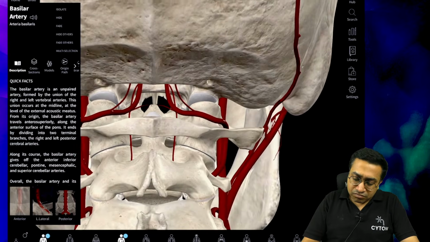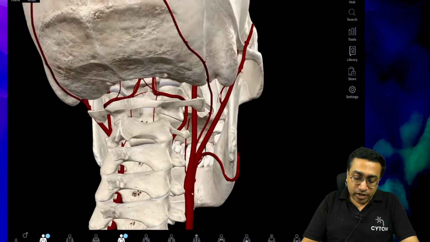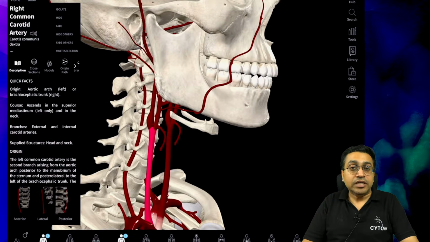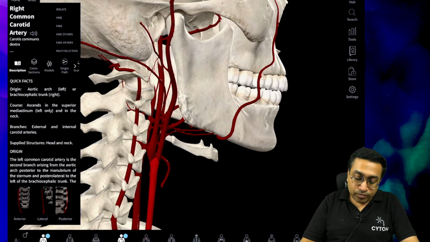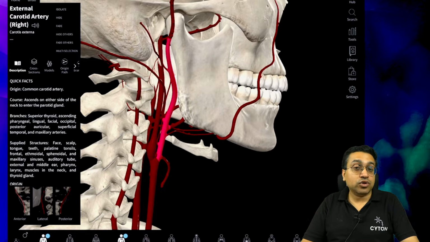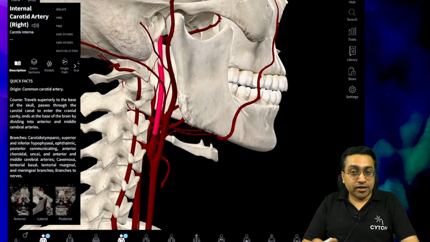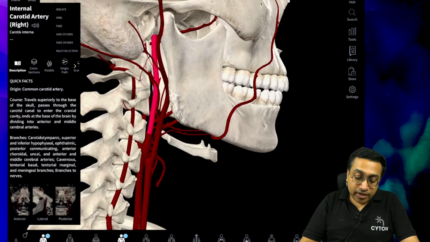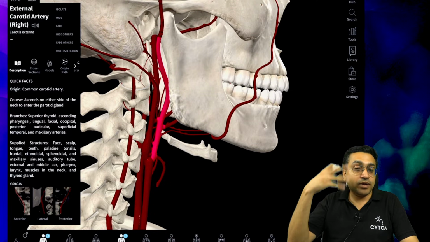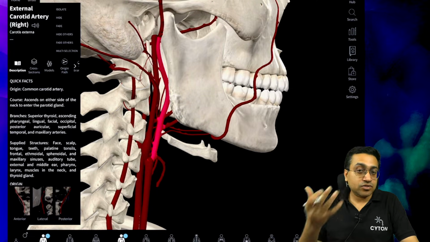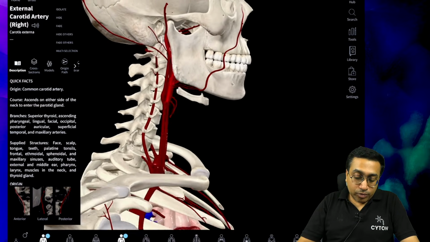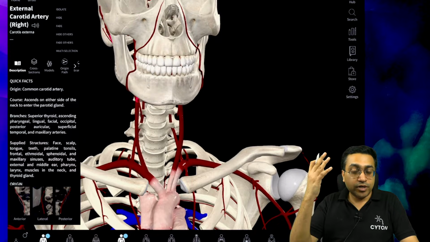So I think by now you got an orientation that the common carotid will further bifurcate into two main vessels, that is the external carotid artery and the internal carotid artery. Internal, as the name suggests, it will go inside the cranium, and external will stay outside and supply the face and neck and all these muscles and structures. So I hope you understood the main pipeline which is going upwards in the head and neck.